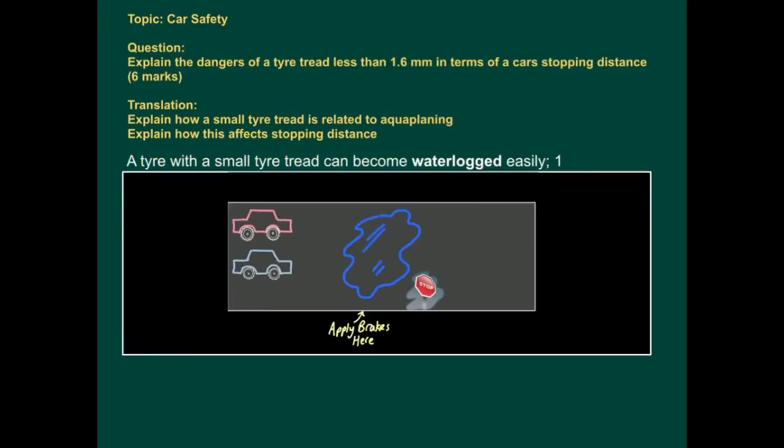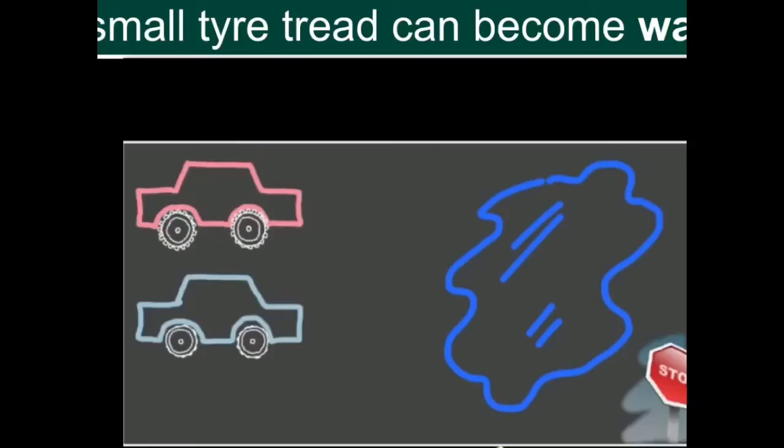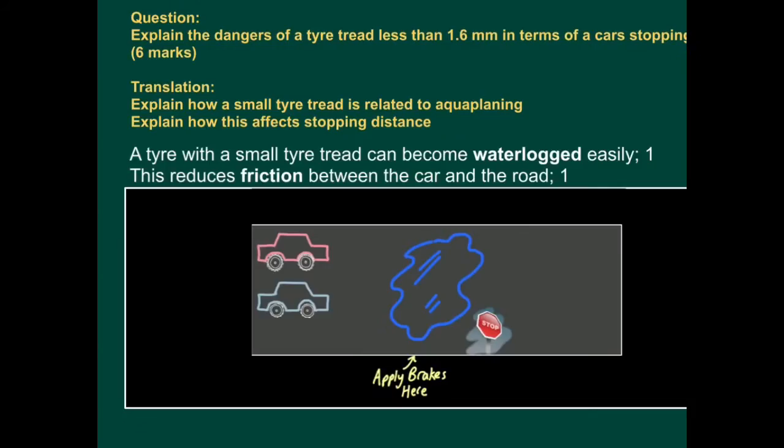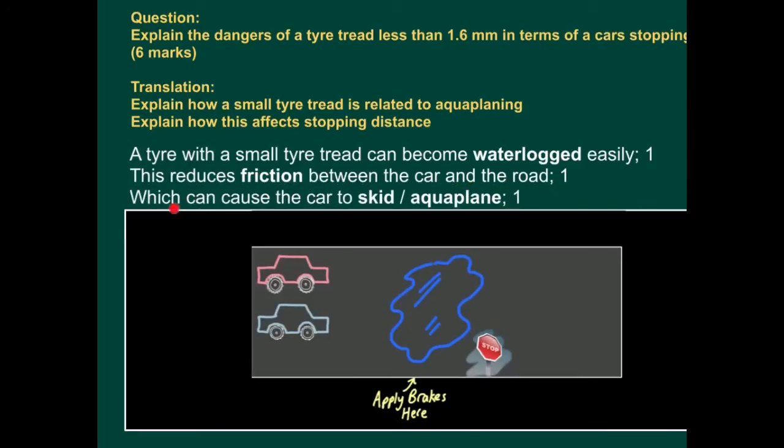Well, firstly, let's deal with the tyre tread issue. A tyre with a small tyre tread can become waterlogged very easily. So if we compare the tyres on these two cars, you can see this one has deeper grooves, a greater tread, whereas these ones have been worn away, so it's a very shallow tread. This car is at risk of aquaplaning. So because it can become waterlogged easily, this reduces friction between the car and the road, which can cause the car to skid or aquaplane.